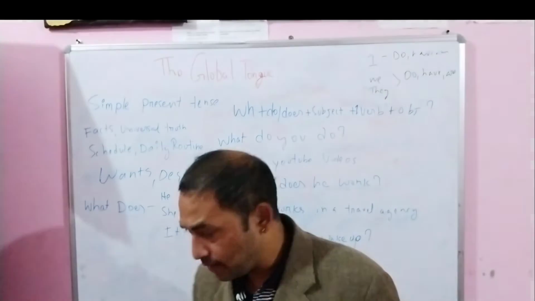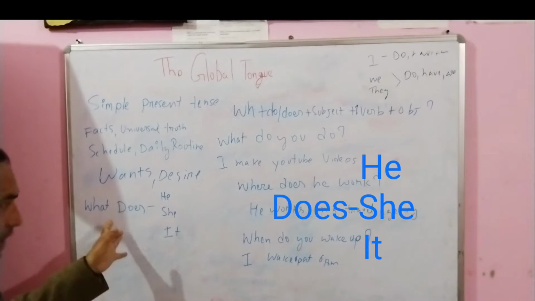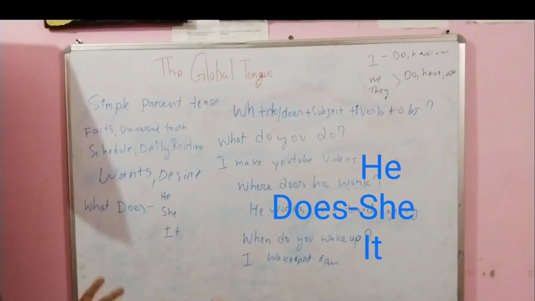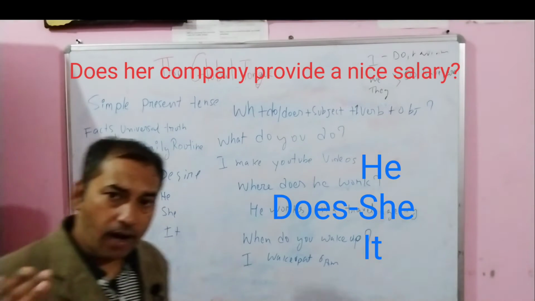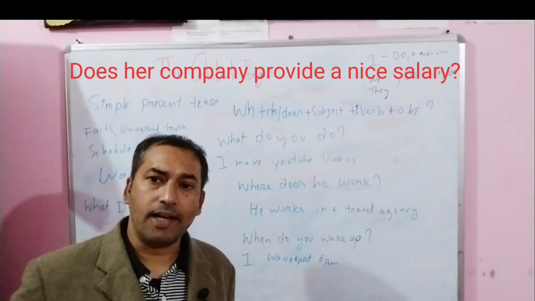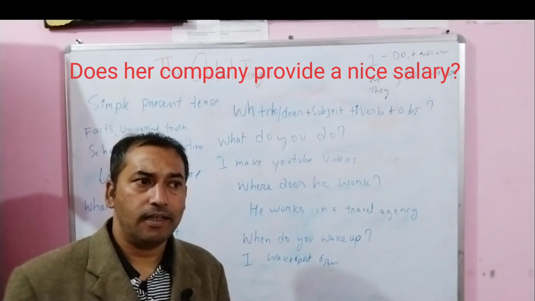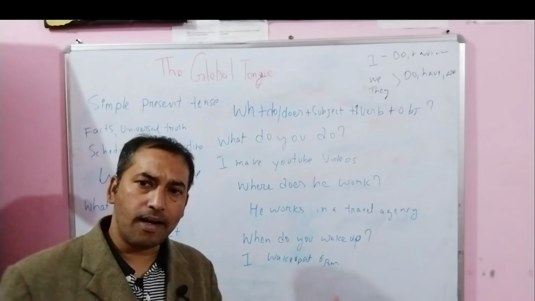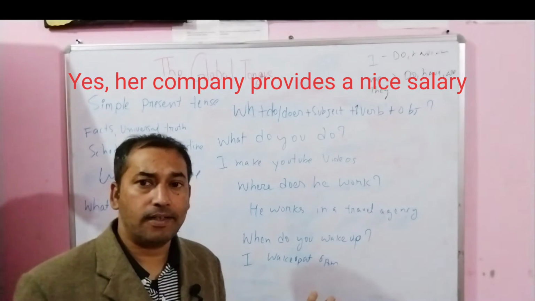So one statement is, does and then your special friends, he, she or it. So you could say, does her company provide a nice salary? So does her company provide a nice salary? She could say, yes, her company does, or yes, her company provides a nice salary.